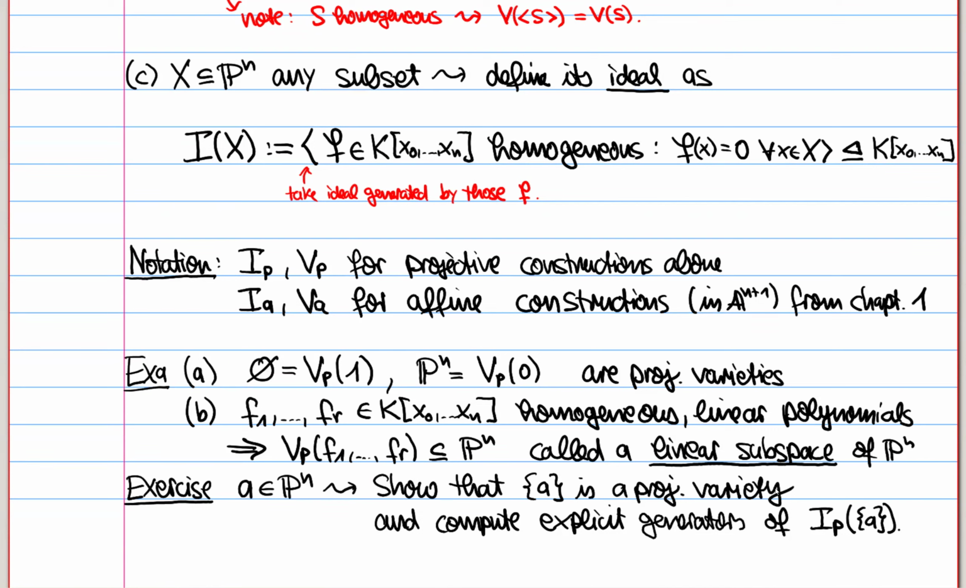And then as an exercise, we had these kind of smallest possible sets in affine space, which were just the one-point sets, and we saw these are affine varieties. And similarly, if you have a single point in P^n, you can show that this single point set is a projective variety, and the exercise is to compute explicit generators for this ideal.